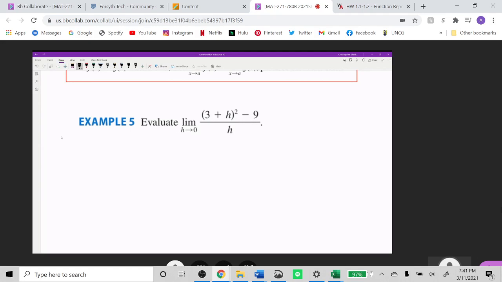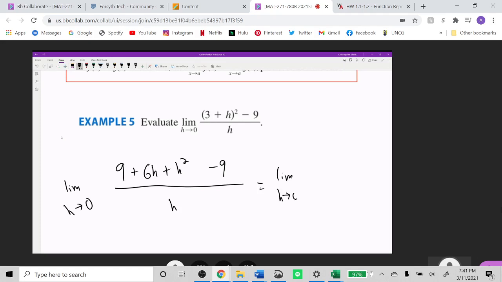So the first thing I need to do is go ahead and multiply this out. We better be getting pretty good at that by now. If I multiply it out, I get what? 9 plus 6h plus h squared. Then I have this minus 9. This is all over h. And I want to find the limit as h approaches 0 of this. 9 minus 9 is 0. I'm left with 6h plus h squared over h.